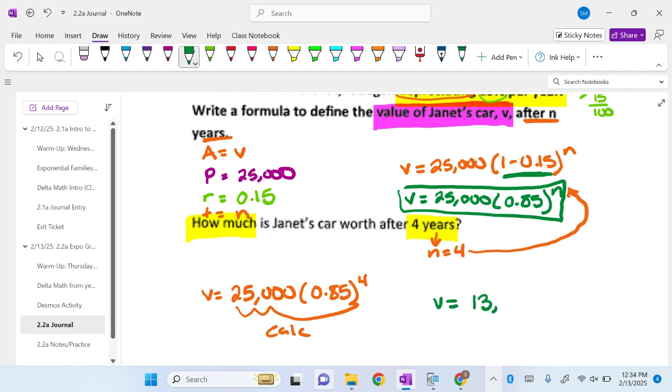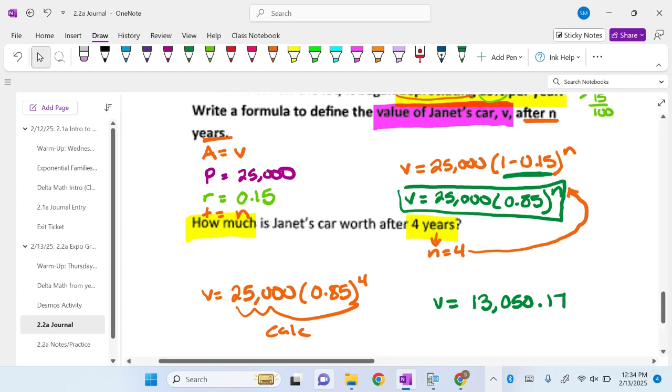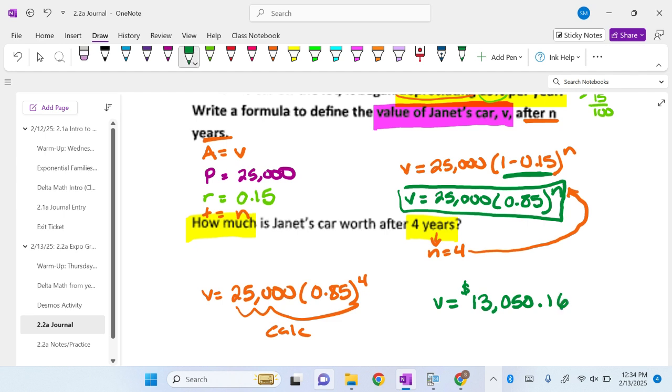So it's 13,000 what? Point 17 or 16? 16. So my value of the car after 4 years would be $13,050.16. So any questions on those two?